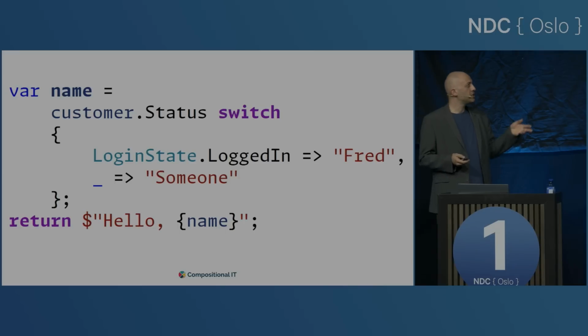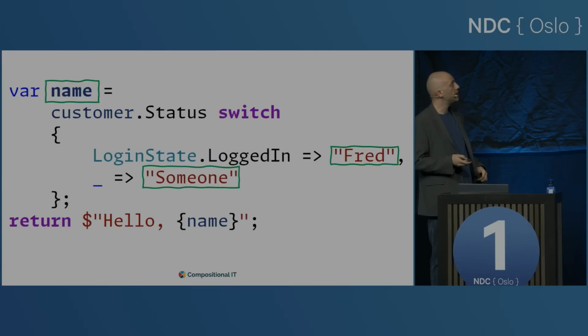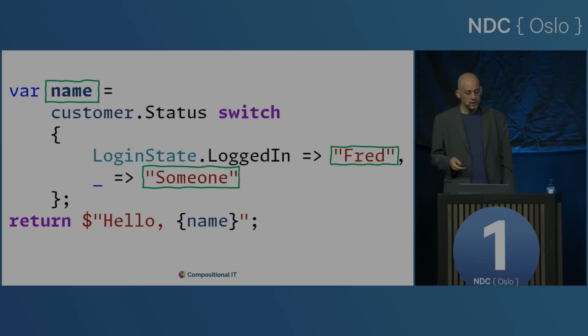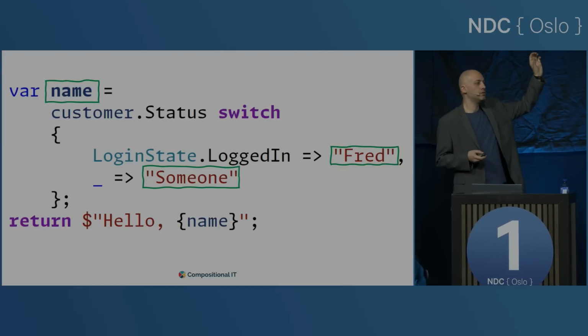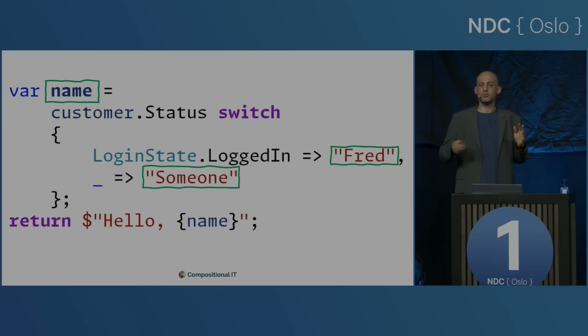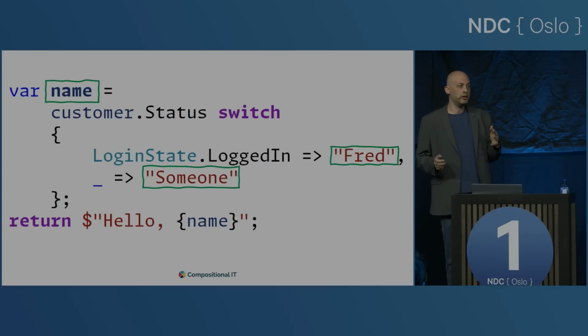So I'm using a switch expression here. And here we've got this notion of, if it's logged in, return Fred, otherwise return someone. But the result of that entire expression goes into name. So just by moving to this notion of expressions, we've removed these possible bugs and classes of bugs.